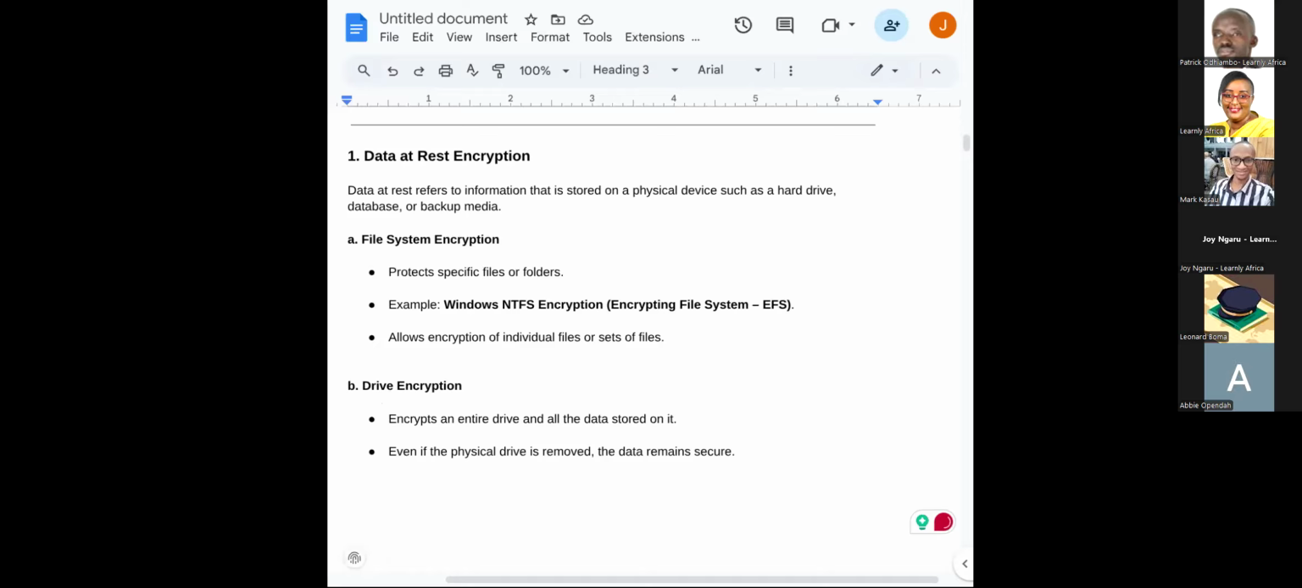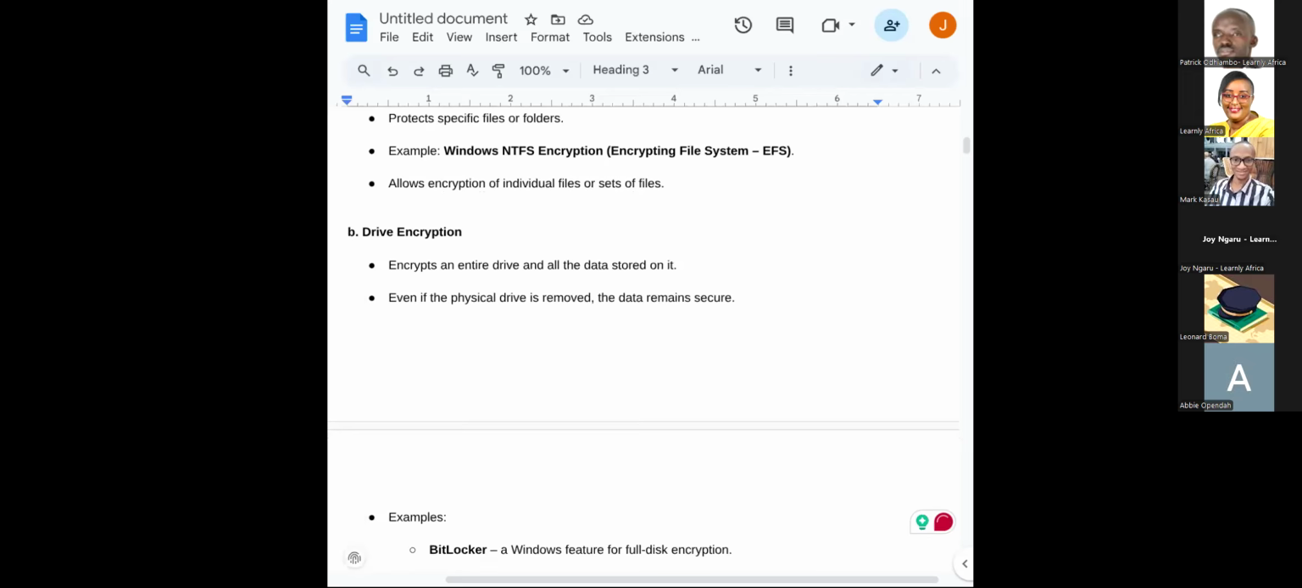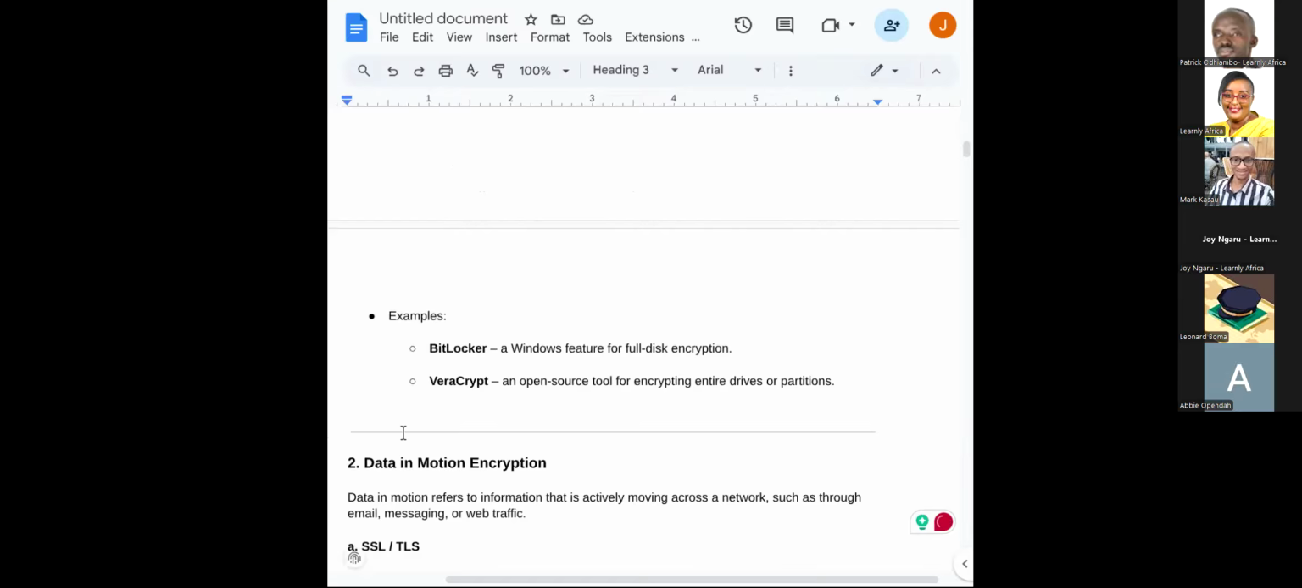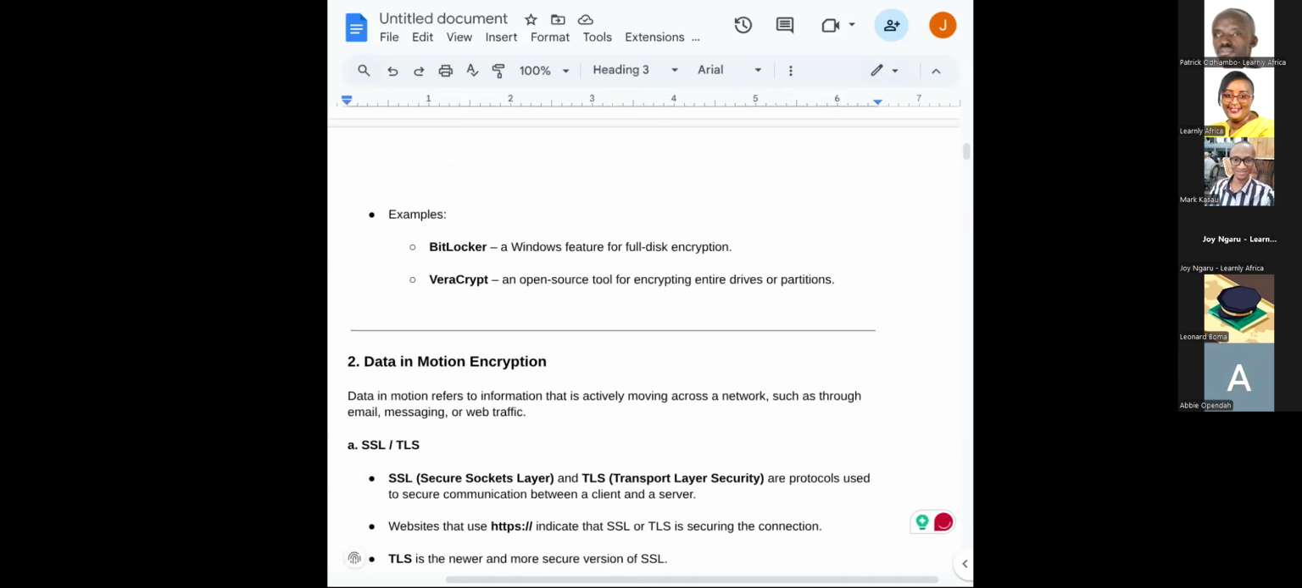So one of the ways that you can encrypt your data, if it's in a file system, you can use specific file systems like Windows NTFS, which comes with encryption. When you're storing data in a drive, you can encrypt an entire drive or even just the data stored in it. For example, you can use BitLocker. I know some of you have used this. It was quite common a few decades ago when we had to use drives a lot. And you can also use VeraCrypt, which is open source, to encrypt the entire drive or a portion.